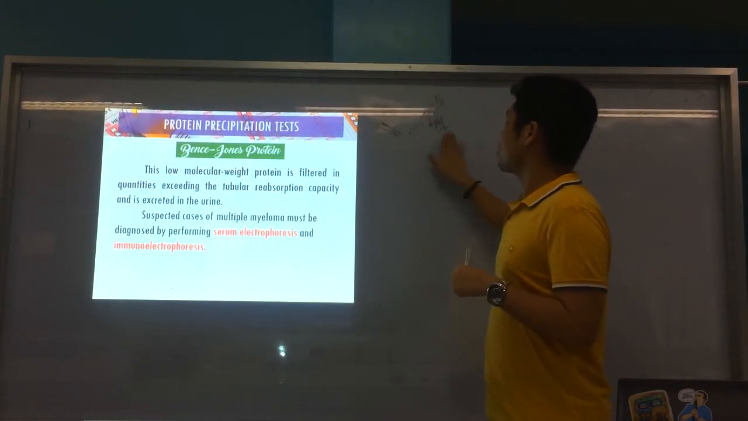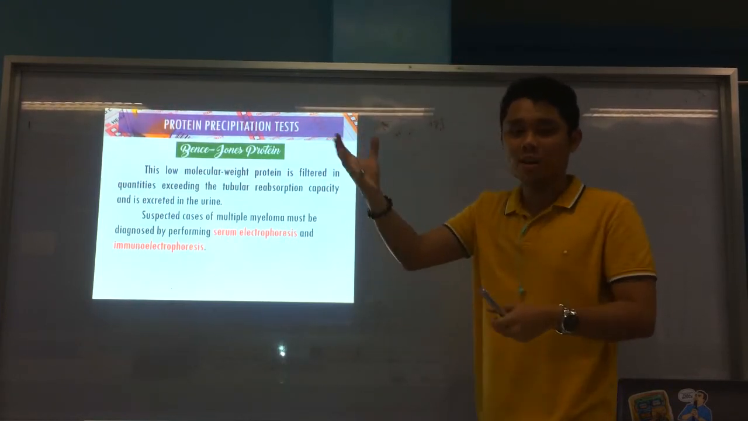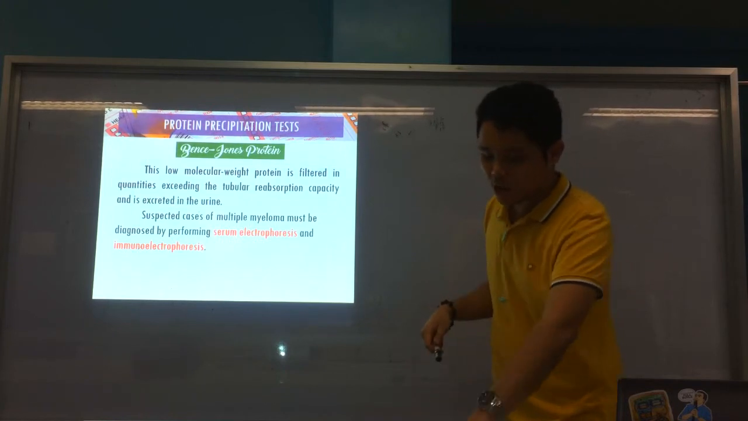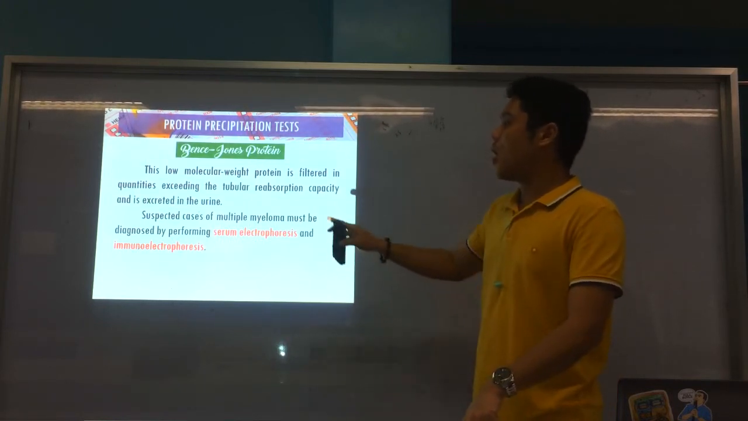So, again, the kidneys filter it out and it appears in the urine. Okay? Because again, the tubular reabsorption capacity is exceeded, the levels of the protein, or Bence Jones protein, exceed the tubular reabsorption capacity of your kidneys.